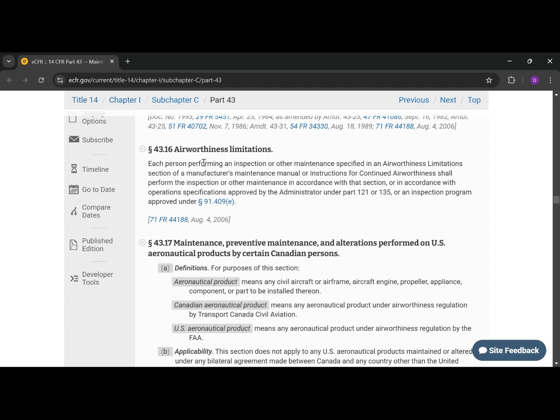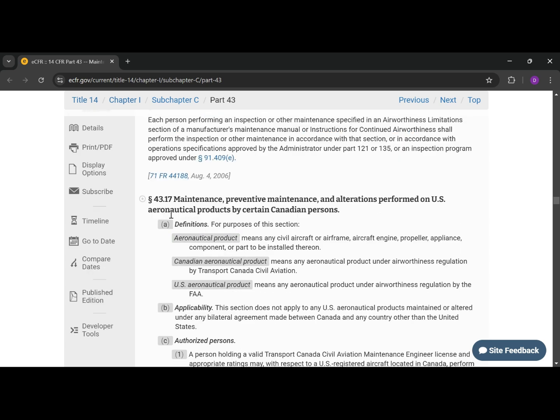43.16, airworthiness limitations. Each person performing an inspection or other maintenance specified in an airworthiness limitation section of a manufacturer's maintenance manual or instructions for continued airworthiness shall perform the inspection or other maintenance in accordance with that section, or in accordance with operation specifications approved by the administrator under Part 121 or 135, or an inspection program approved under 91.409. Next we have 43.17.